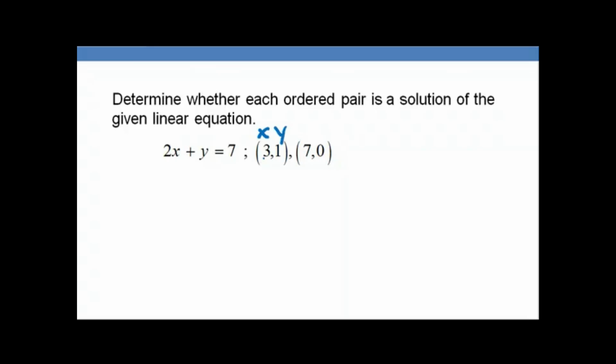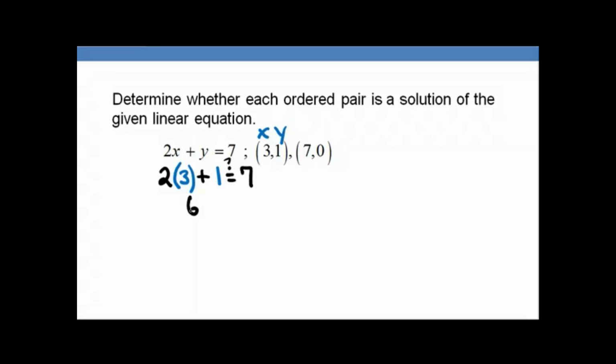So we're just going to substitute, like an evaluate question, into our original. So we're going to keep the 2. It needs to be times the x, which is 3 plus, and then we'll plug in the y, which is 1 equals 7. We don't know if this is true or not, so we're going to work it out.